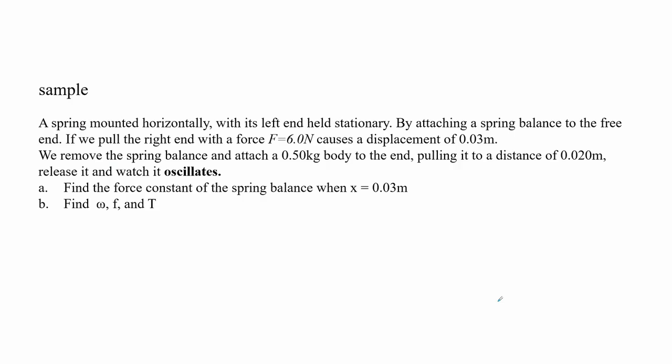Here we have an example of a spring mounted horizontally, with its left end held stationary. By attaching a spring balance to the free end, if we pull the right end with a force of 6.0 newtons, it causes a displacement of 0.03 meters.